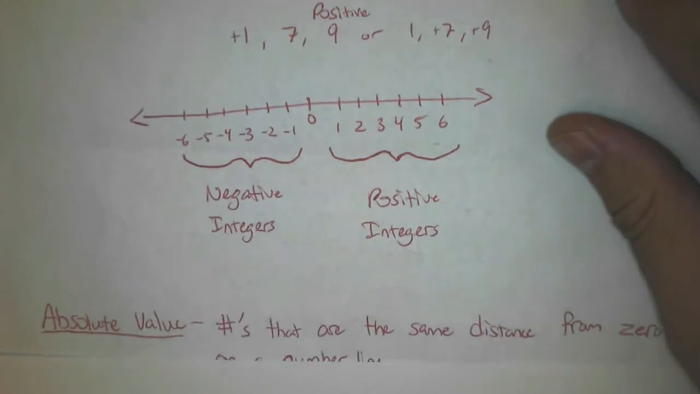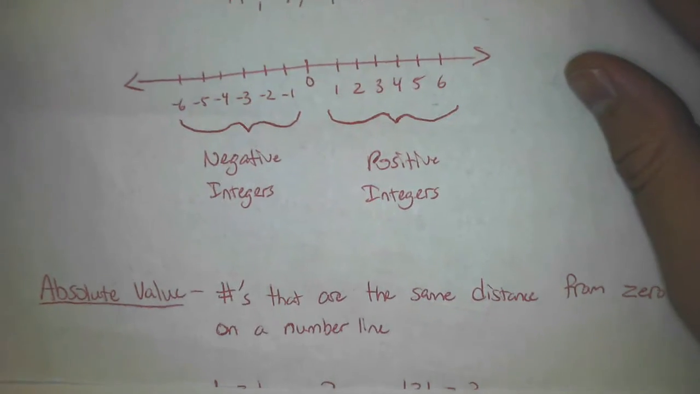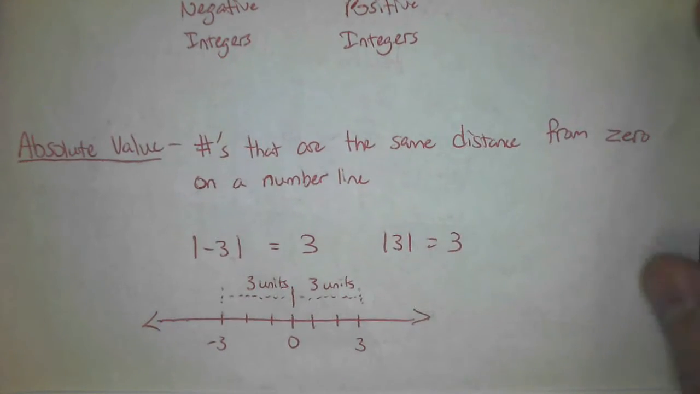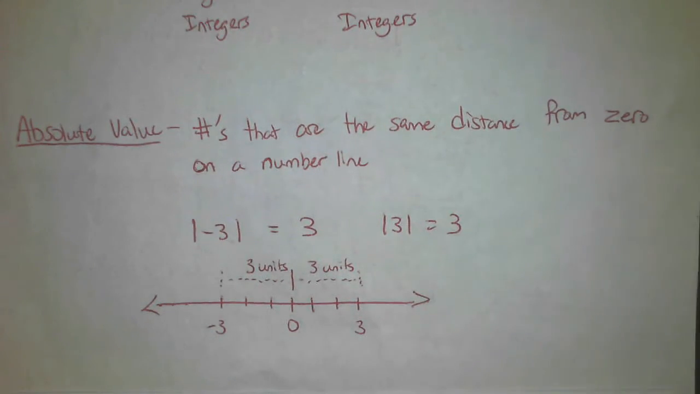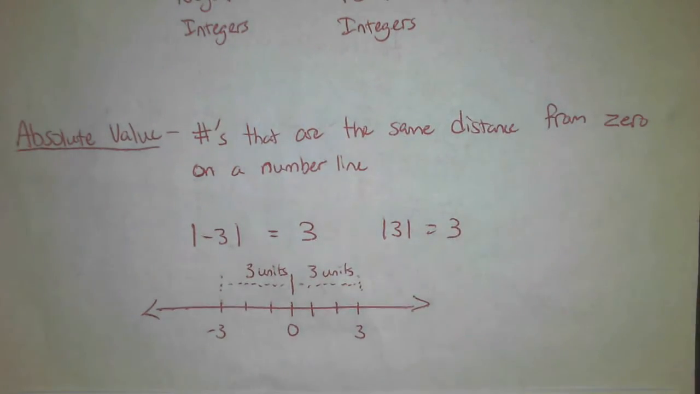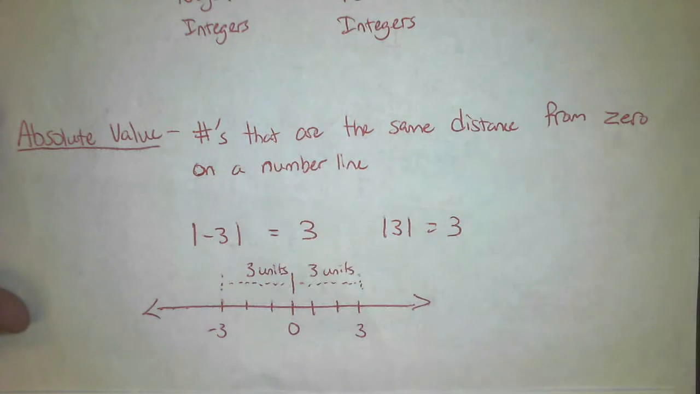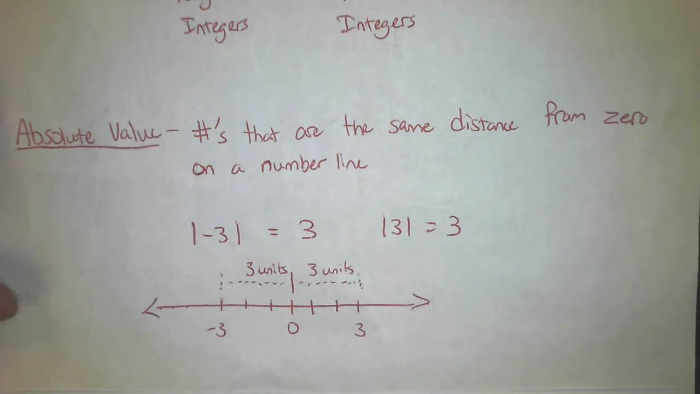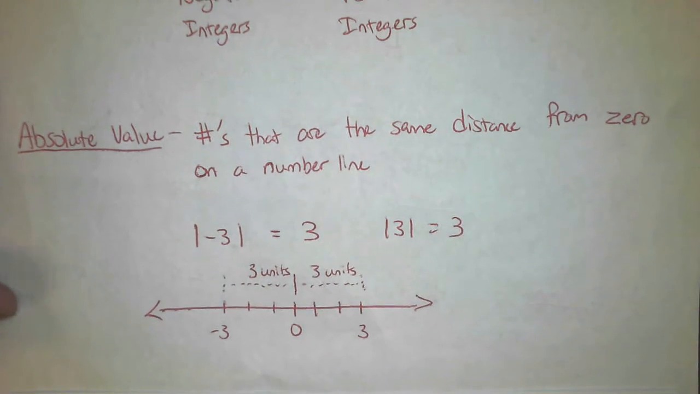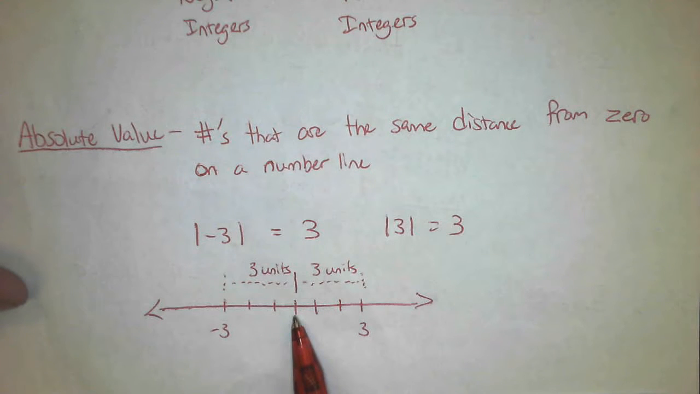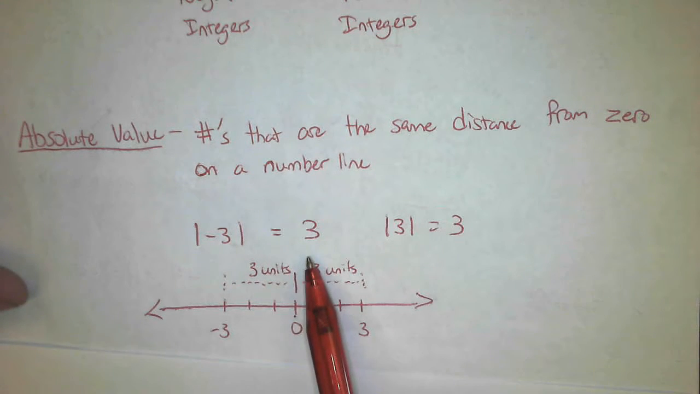So next part, we have absolute value. Absolute value are numbers that are the same distance from 0 on a number line. Now if we look at -3, these two lines on the side of -3 are saying that we need to find the absolute value of -3. So -3 right here on the number line is 3 units away from 0. So the absolute value is 3.